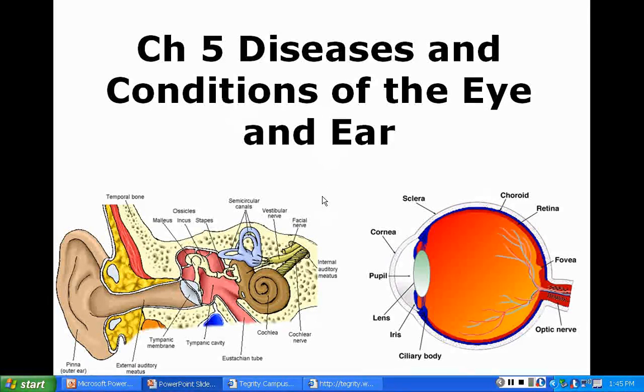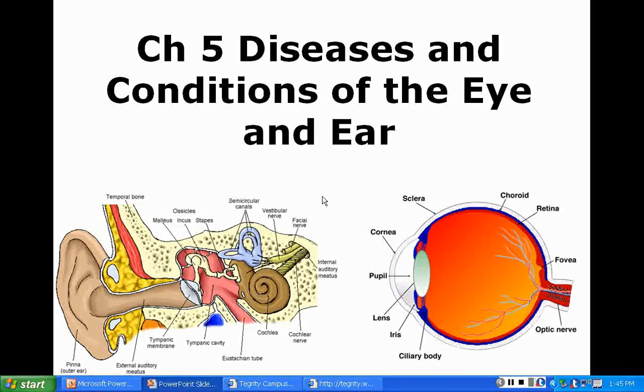This is a lecture on Chapter 5, Diseases and Disorders of the Eye and the Ear. This chart combines the diseases and conditions of two different organs, and the first that we're going to talk about will be the eye. And I've provided this picture on the PowerPoint slide in front of you that gives you a general idea of the basic structures of the eye. And then your textbook does a real good job of showing you the parts. They're labeled on a diagram there.